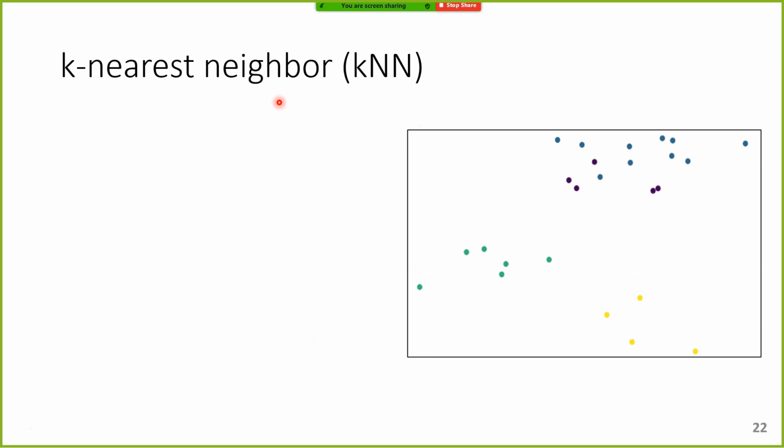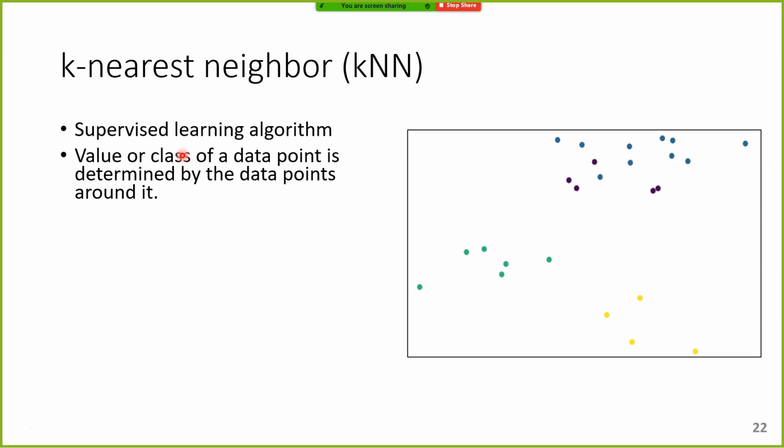So the next algorithm is k nearest neighbor. I find it very simple and very intuitive. It is again a supervised learning algorithm, and the key idea is that the value or the class of a data point is determined by the data points around it. Suppose we have a data point here and we want to know which class it will belong to. Will it belong to the class represented by the green points, the yellow points, or these blue points? So what we will do is look at some number of nearest neighbors.